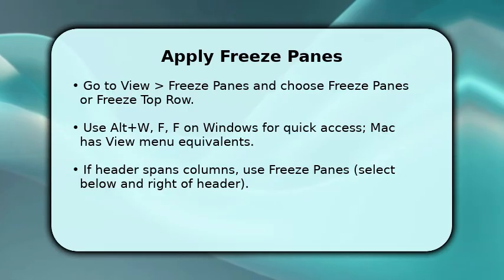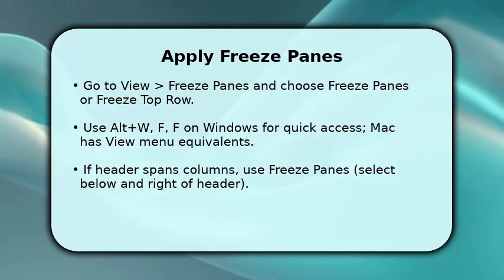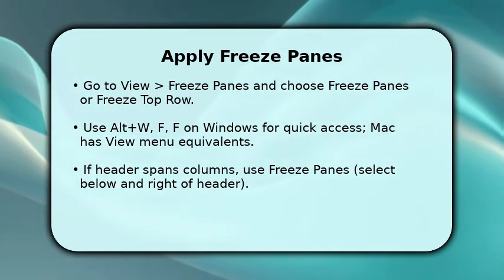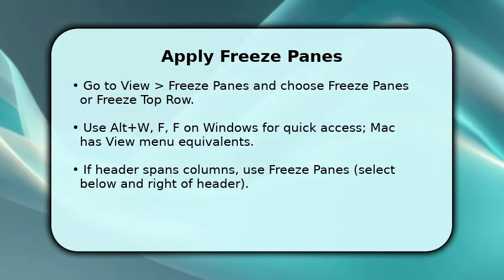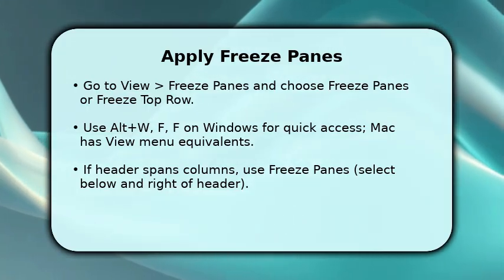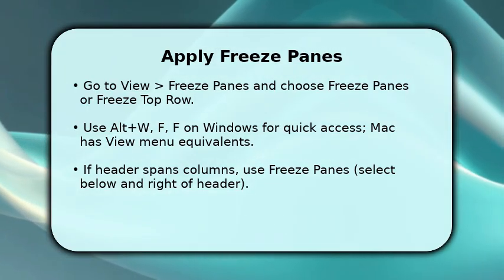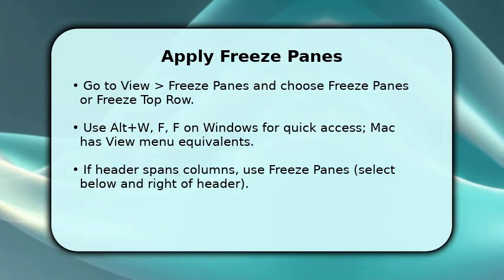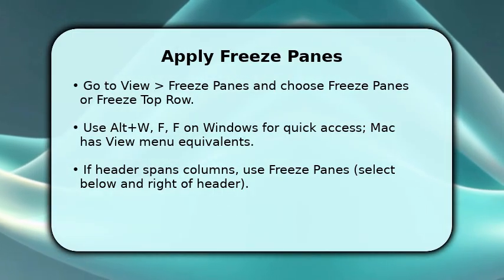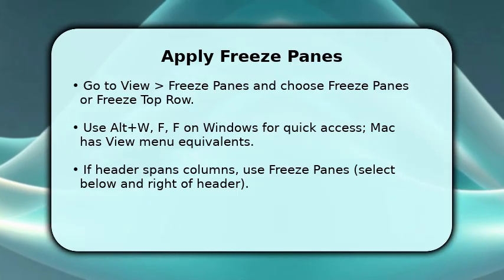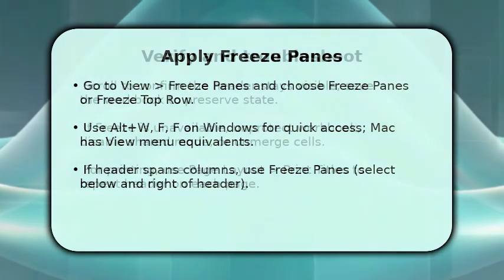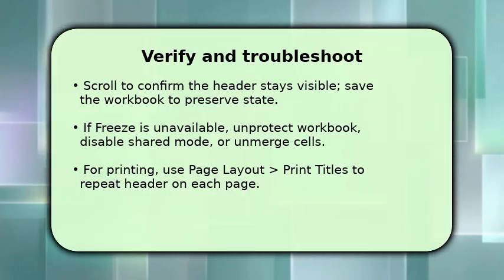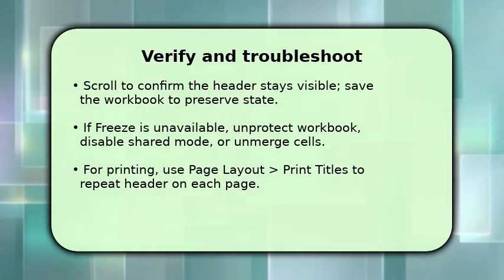If your header covers multiple rows or columns, select the cell below and to the right of the header area, then choose Freeze Panes so both rows and columns remain fixed. This works because Excel creates a split at your active cell. Freezing anchors the visible header so you can always read labels as you scroll through large tables. You finish by scrolling to confirm the header stays put and then save so the freeze persists.